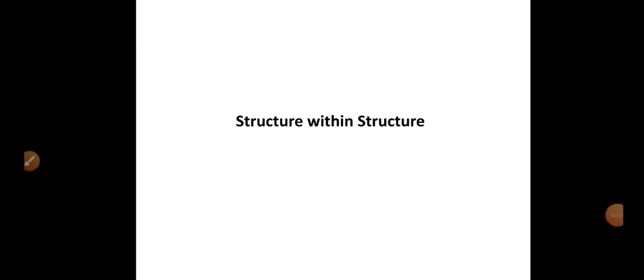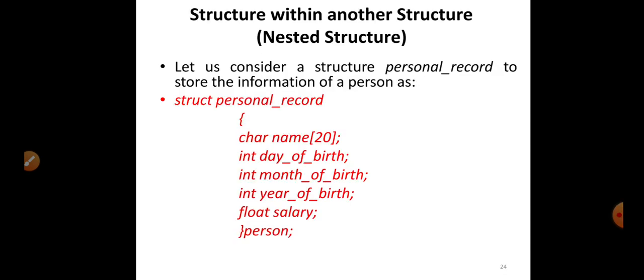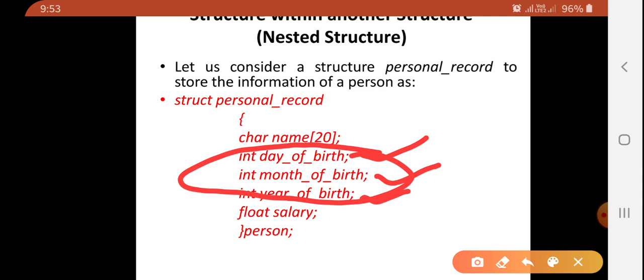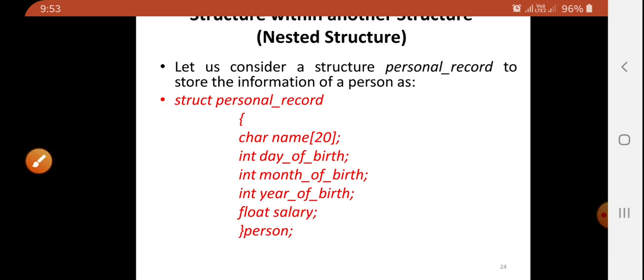Today I am going to teach you structure within a structure. So let us consider one structure whose name is personal_record, which contains five variables: name, day of birth, month of birth, year of birth, and salary. Now you can see these three variables, day, month, and year of birth, are related to your birthday. So I can make one structure which contains these three variables, and that structure will be a part of your personal record. How? We will see.